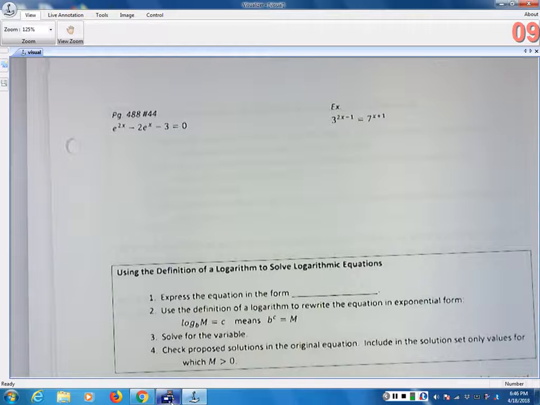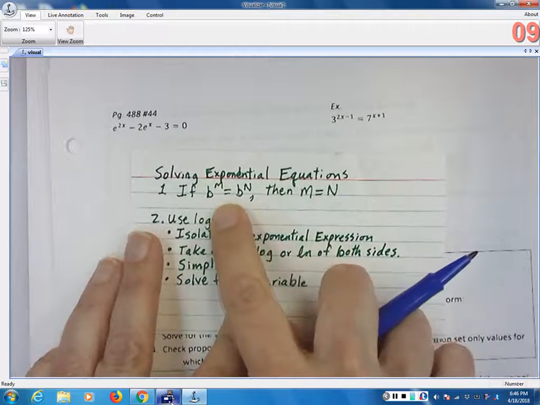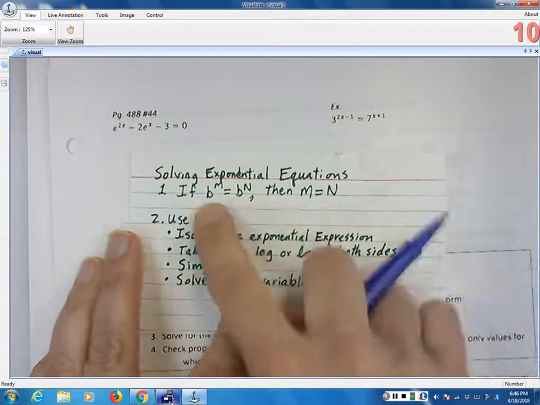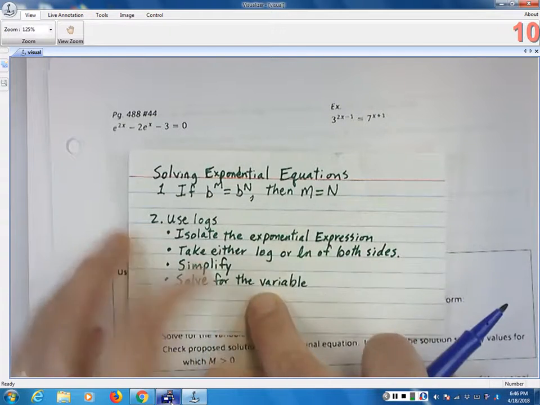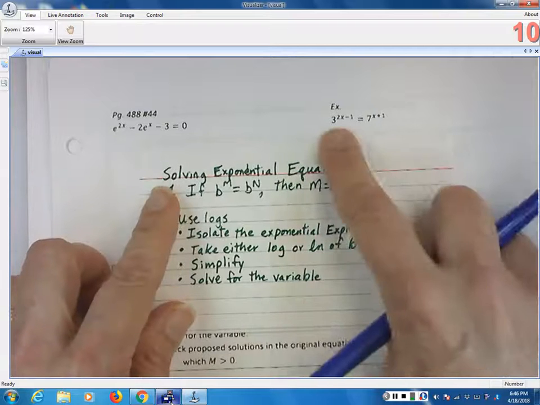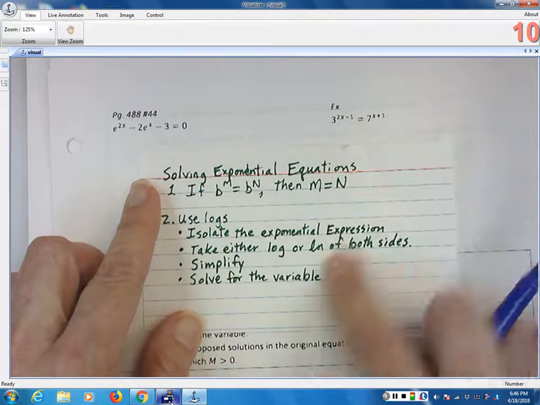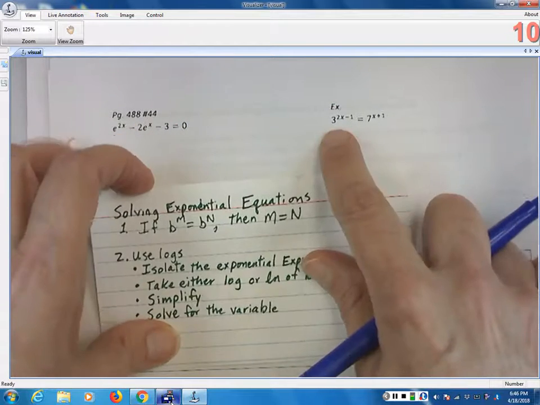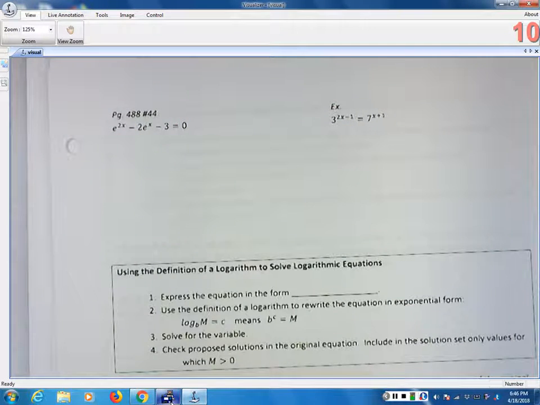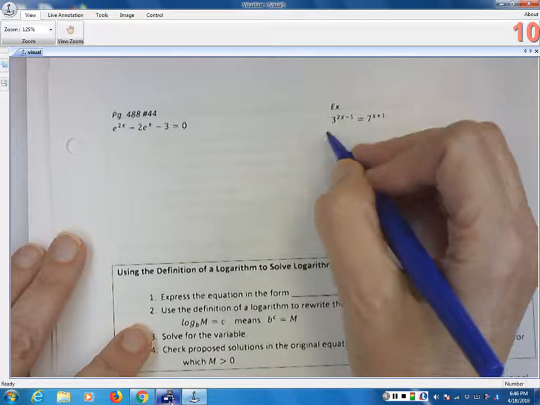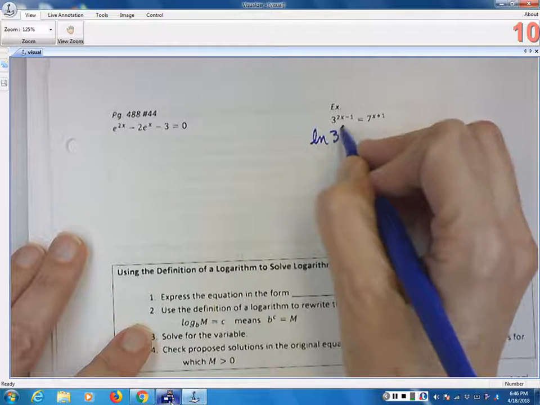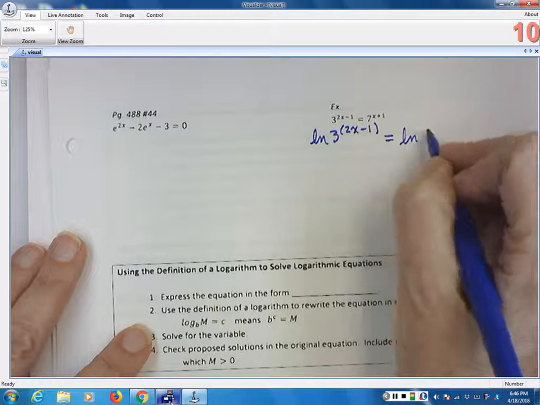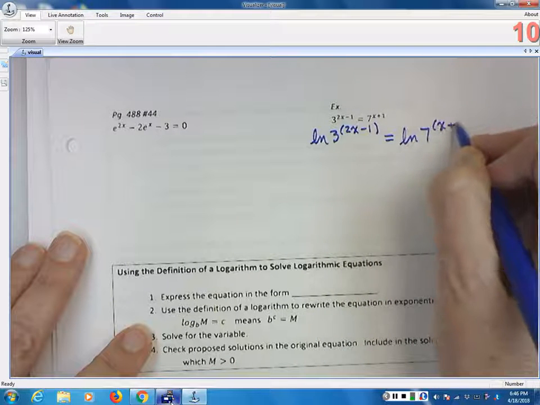So we can't rewrite the 3 in terms of base 7 or the 7 in terms of base 3. So it's base 3 and base 7. So we're just going to take the natural log of both sides. It's a single exponent equals a single exponent. So we take the natural log of both sides: natural log of 3 to the 2x minus 1 equals natural log of 7 to the x plus 1.